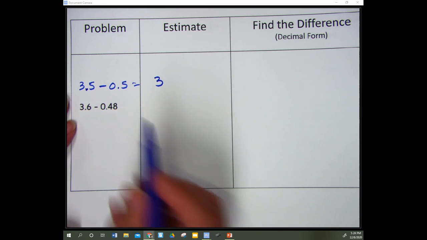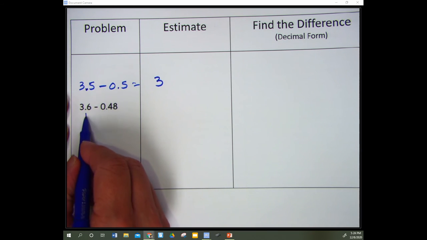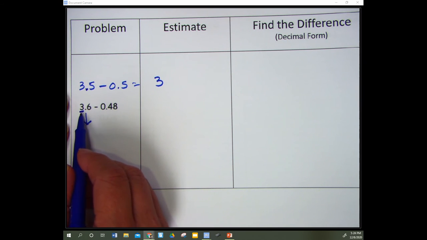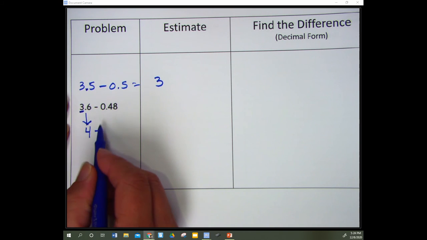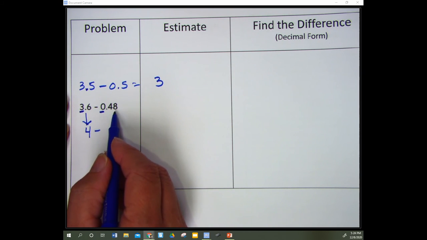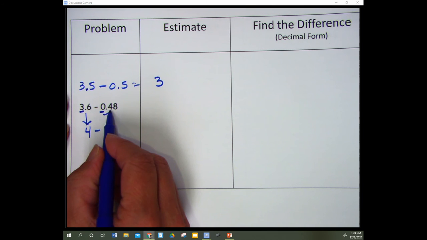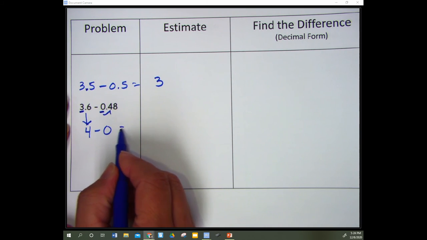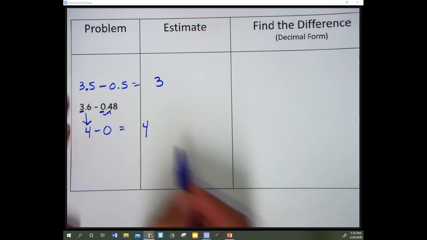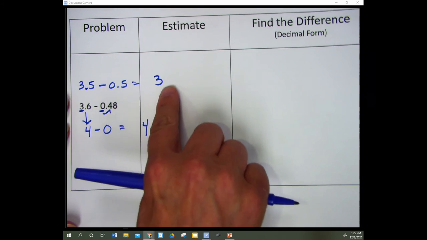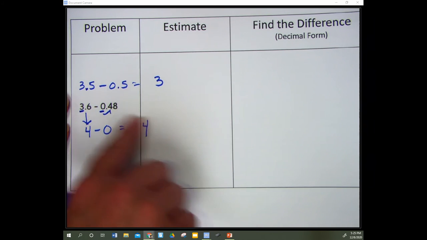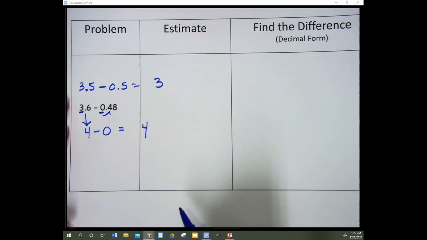Now, if you prefer, you could also estimate by rounding these to the nearest whole. So 3 and 6 tenths rounded to the nearest 1, that would be 4. 48 hundredths rounded to the nearest 1, well, we're going to have to round down to 0 on that one, right? 4 minus 0, that'd be 4. That's a good estimate too. I think this one would be a little bit closer, but our exact answer is going to be somewhere in this range between 3 and 4.